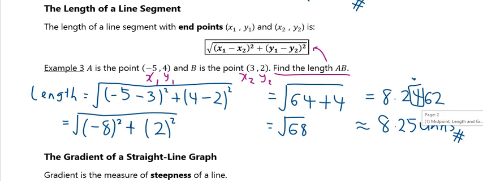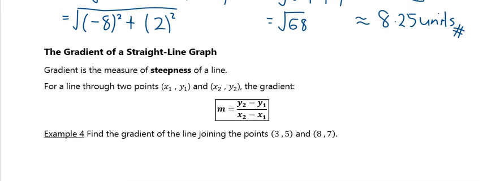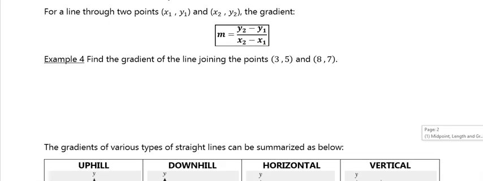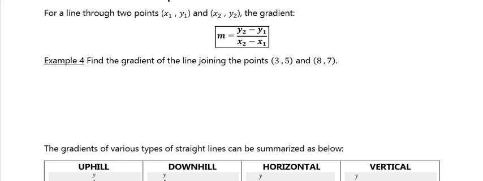All right, now for the last one, you have over here the gradient of a straight line graph. So here is also quite straightforward. You just have to use the formula m equals y2 minus y1, everything over x2 minus x1. So let's have a look at example 4. Find the gradient of the line joining the points 3, 5 and 8, 7. So this is your x1, y1. So this is your x2, y2.